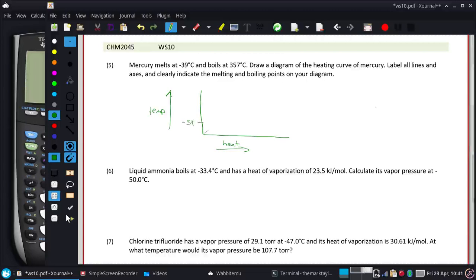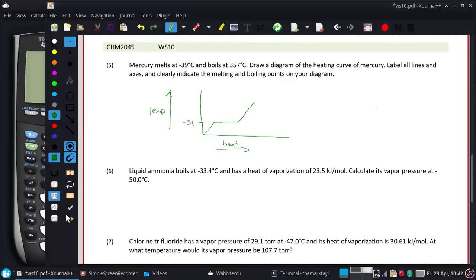So as it warms up, it'll eventually get to -39, where it's going to start to melt. And while it's melting, the temperature will no longer increase because all the heat is just going into changing phases. After it's melted, it will start going up again, and the slope might be different. As a matter of fact, we'd expect it to be different.